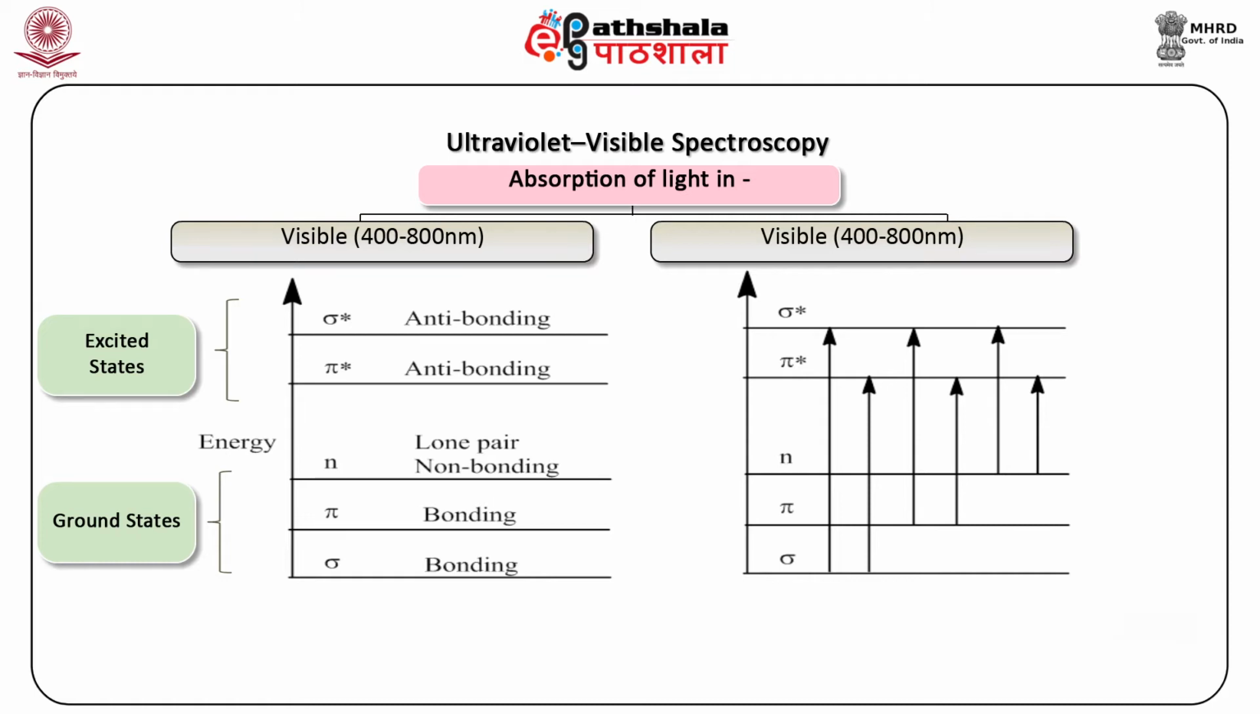Sigma bonding orbitals have lower energy than pi bonding orbitals, which in turn have lower energy than non-bonding orbitals. The two anti-bonding orbitals have higher energy, with pi antibonding higher than sigma antibonding orbital. Electronic transitions involve the promotion of an electron from one of the three ground states, sigma, pi or n, to one of the two excited states, sigma star or pi star.